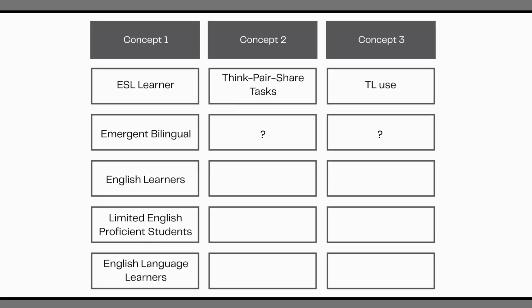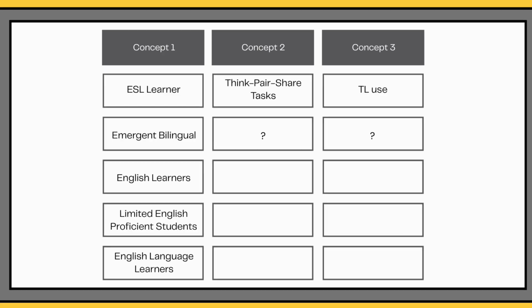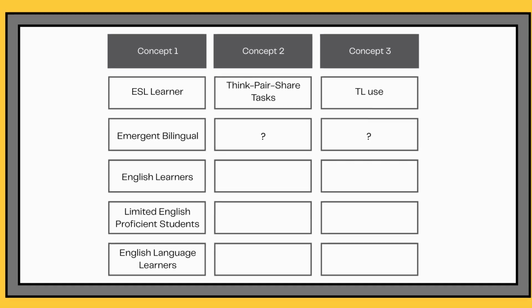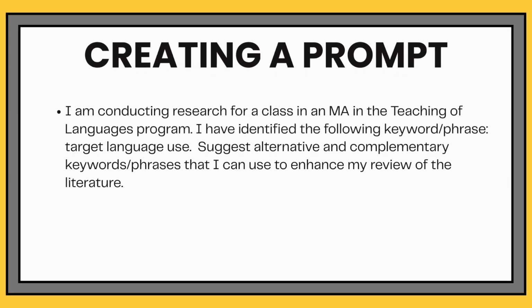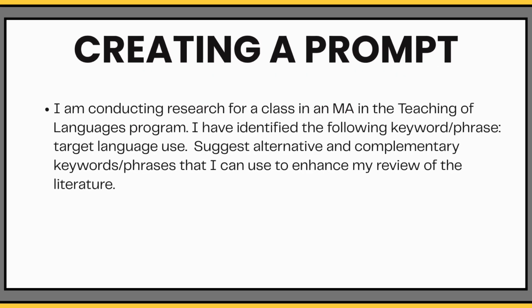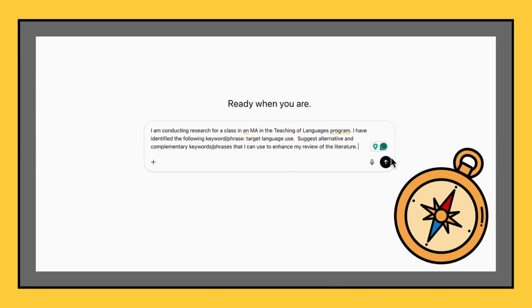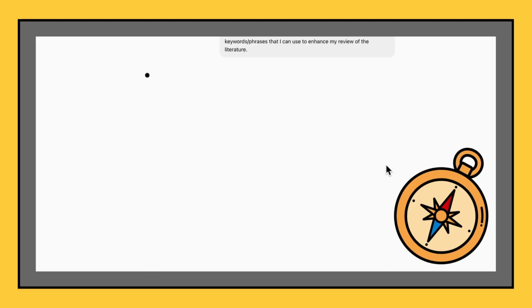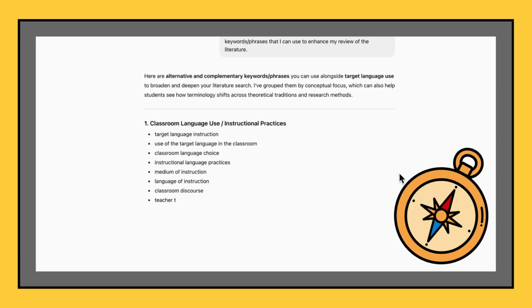While you might have immediately recognized alternatives for ESL learners, you may be having trouble thinking of alternatives for your other keywords and phrases. This is where generative AI can come in handy. The first step is creating an effective prompt, and I've provided you with a sample here. You're welcome to use it for your own research. Once I generated my prompt, I went to ChatGPT and I put the prompt in to generate a list of possible alternatives. And as you can see, ChatGPT starts going crazy.